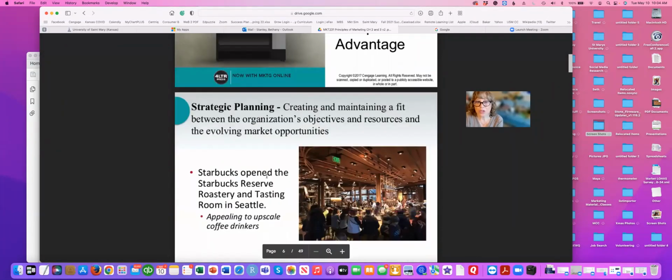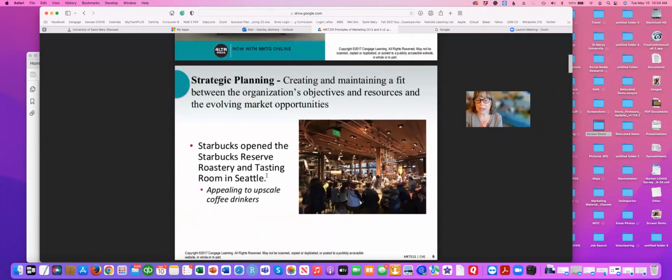So what is strategic planning? Well, it's maintaining a fit between the organization's objectives and the resource objectives. What we're trying to do here is understand: this is what the organization wants, here's what's going on, and here's the resources we have, but what are we going to do with those resources? What are we going to actually sell? And how can we use that to create a great market?